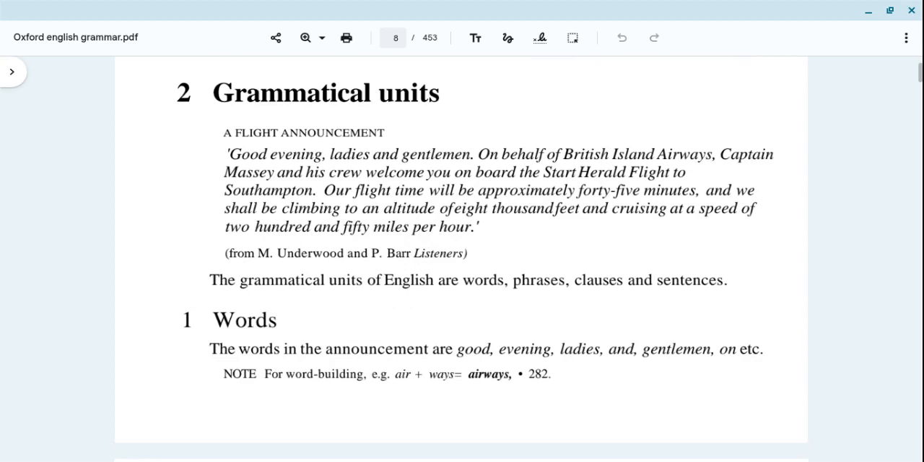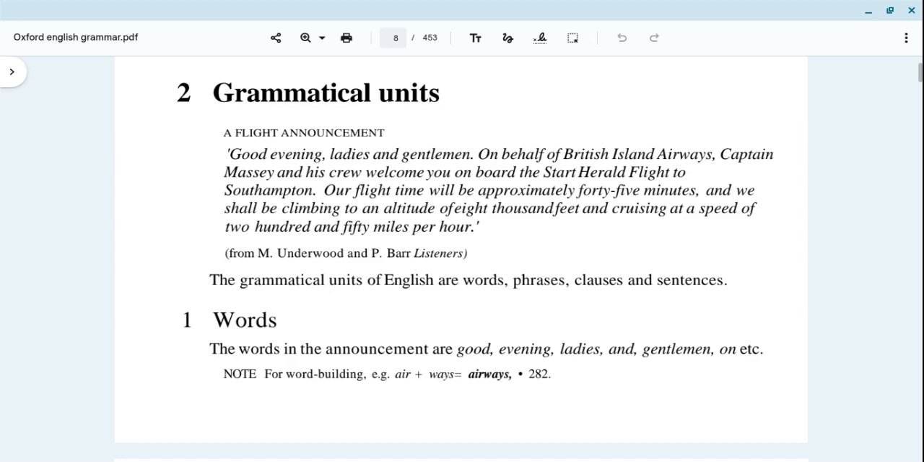The flight announcement. Good evening, ladies and gentlemen. On behalf of British Island Airways, Captain Massey and his crew welcome you on board the Start Herald flight to Southampton. Our flight time will be approximately 45 minutes, and we shall be climbing to an altitude of 8,000 feet and cruising at a speed of 250 miles per hour.